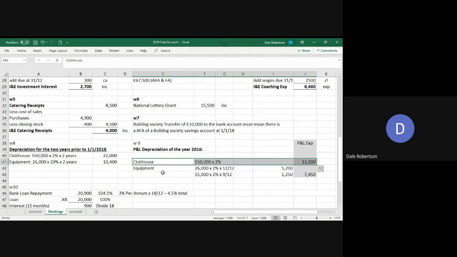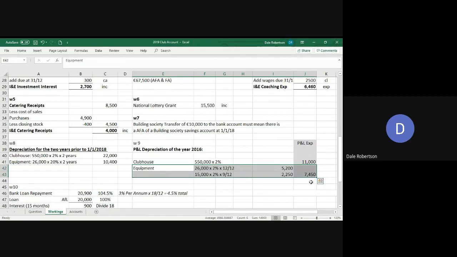And then the equipment, well, that's slightly different because we had the equipment at the start of the year, which is 26,000, and we had that for the full 12 months. But then during the year, we bought further equipment, and we bought that on the first day of April, so we only had that for 9 out of 12 months, and that's also a 20%. You total up your two bits to get 7,450, also an expense.